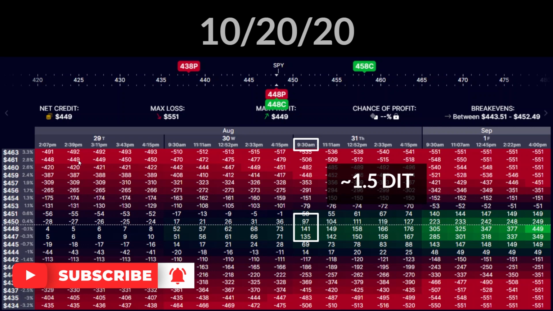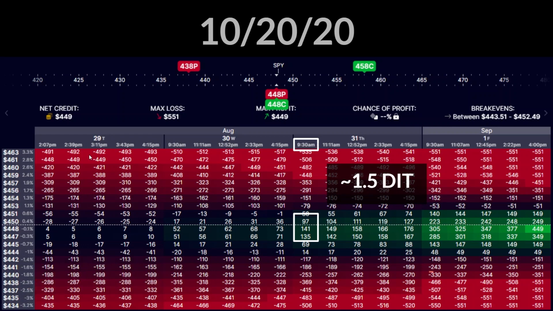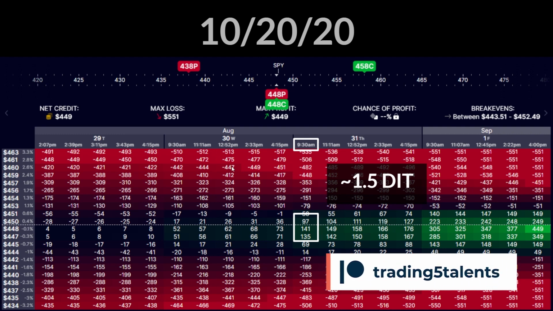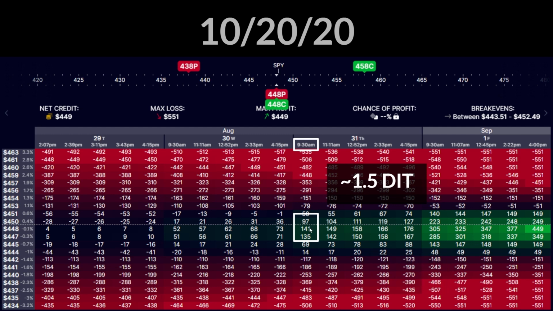So we open it at noon on the 29th on Tuesday. So at noon on the 30th on Wednesday is 24 hours. And then at open of the next day, before we get to that 48-hour mark, we potentially could see that profit. So that would be about 1.5 DIT. Is this number accurate? I'm not sure. That's why I'm testing it, but I'm just sort of forecasting what could happen.